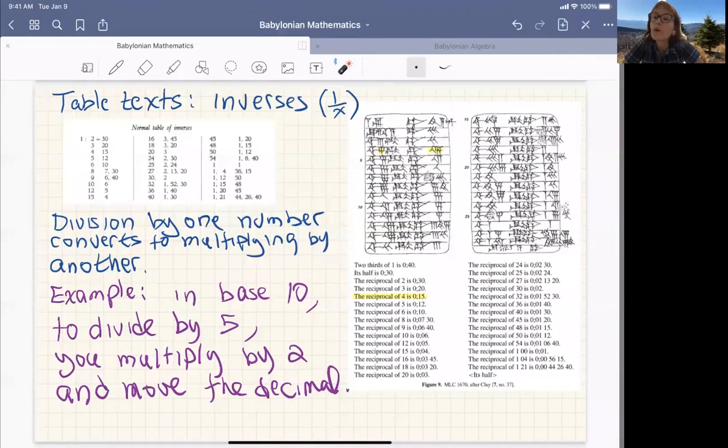Finally, here's one more kind of table text. Inverses. So this goes back to the earlier question of, did they understand inverses, and that an inverse when you multiply by the original number is 1. So this is evidence that they actually did understand the whole concept.